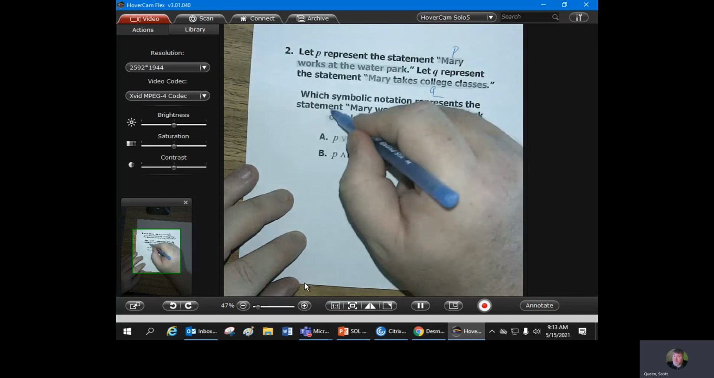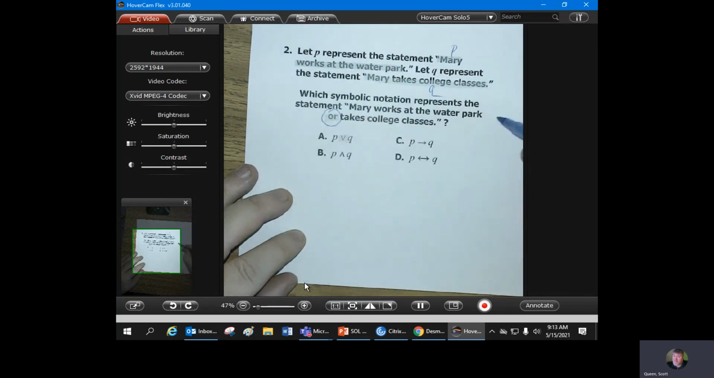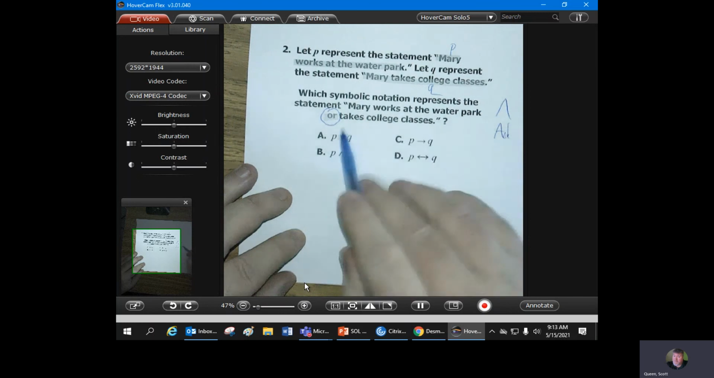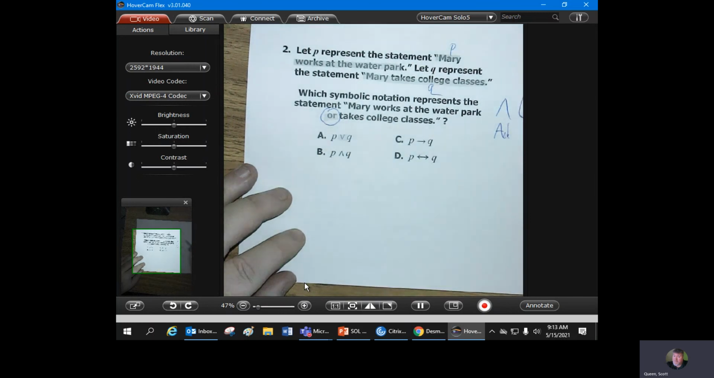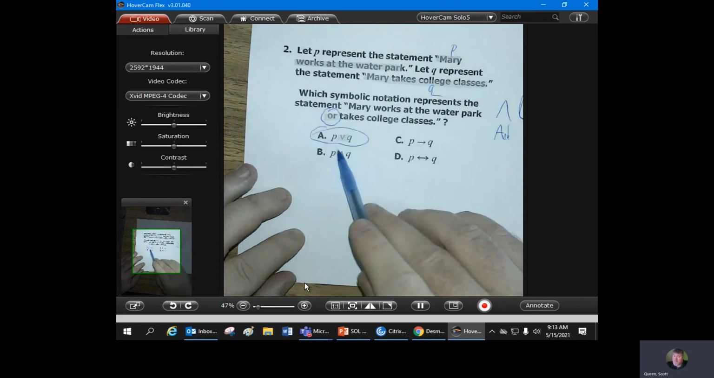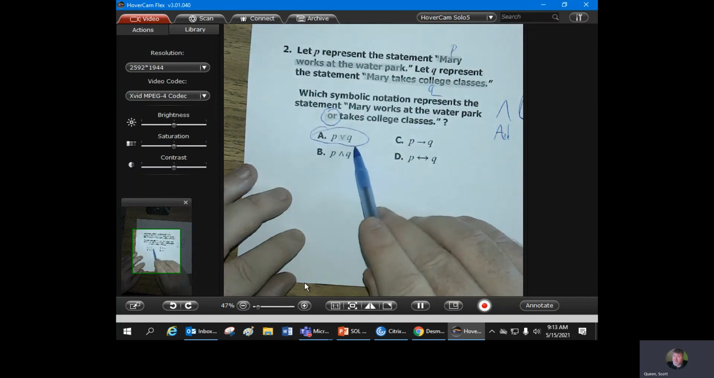As soon as I saw that word or, I remembered I got these two symbols. The one that looks like a caret, that's like an A, that's my and. The one that's like a V, that's my or. So that's and, and that's or. As soon as I saw or, I'm looking for this symbol. The only one that has that symbol is A. P or Q. See what we did there?